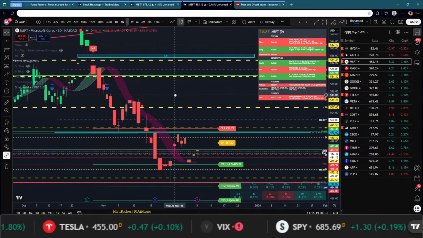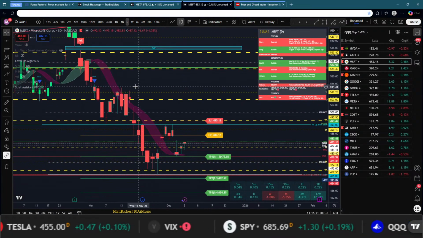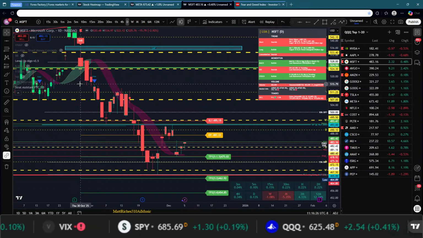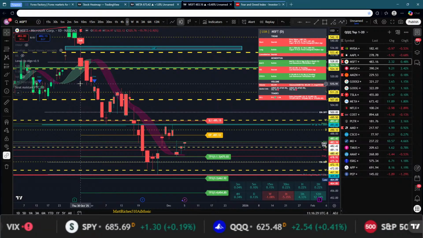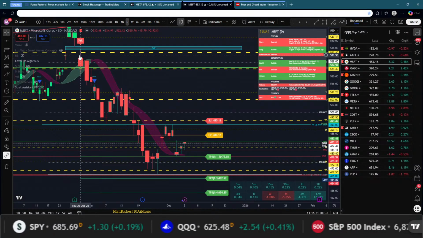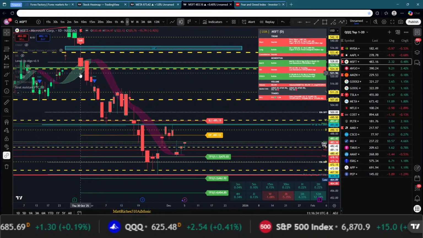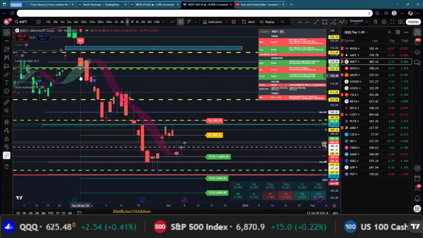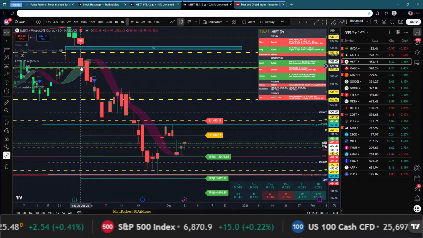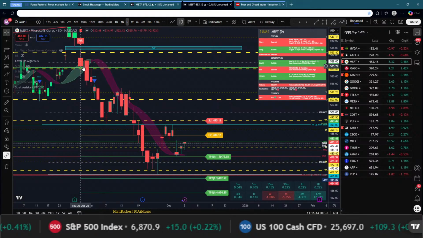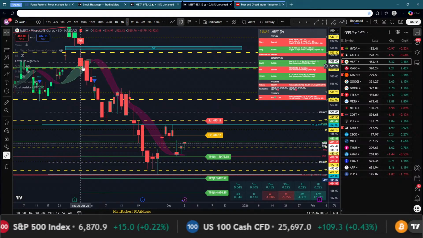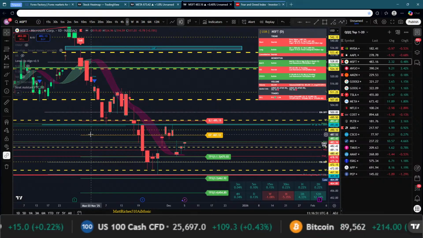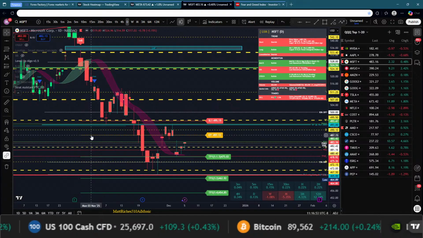Okay, so the algo gave us a sell signal on Thursday, October 30th. Because of the way the algo works, I can tell that it's given a second entry. This sell signal would have put the entry right here at 525. But as you can see, there's another entry here at 487.12.